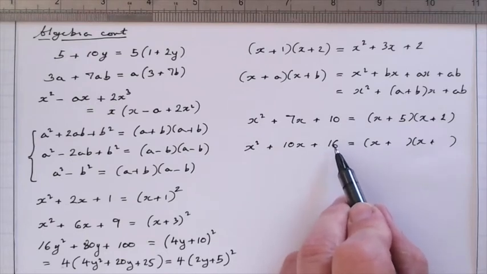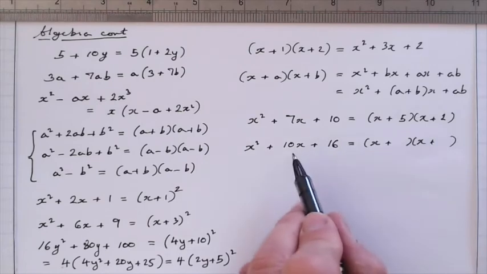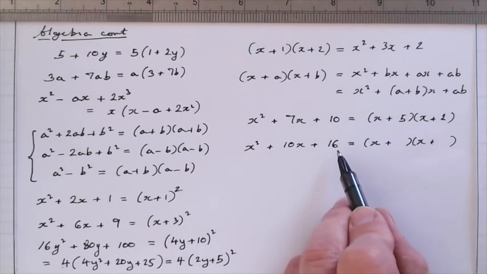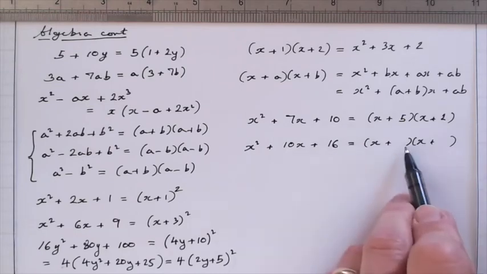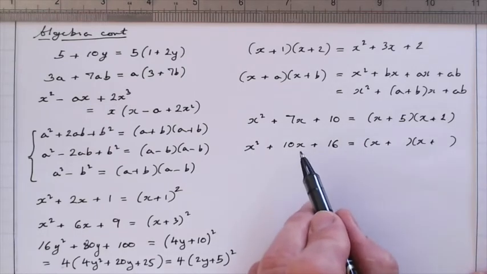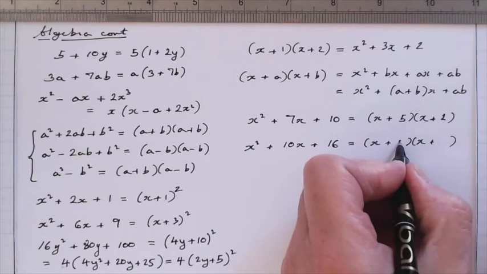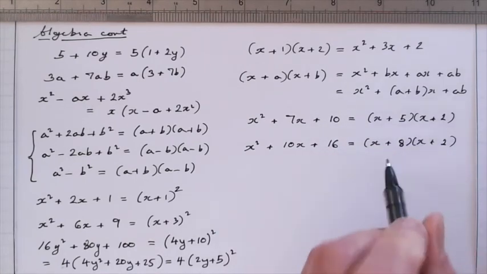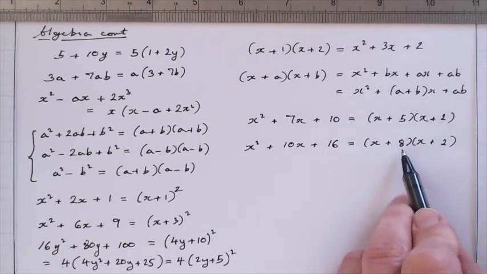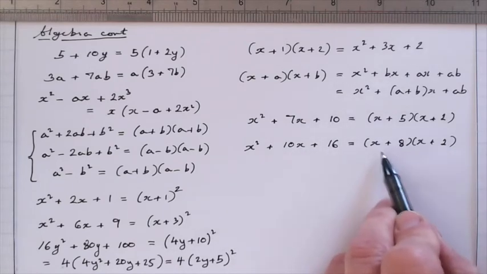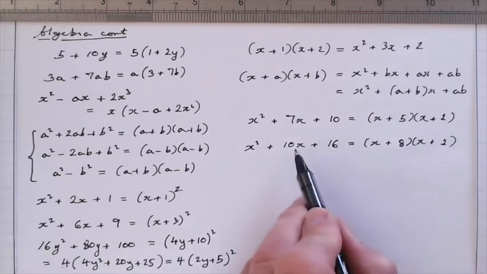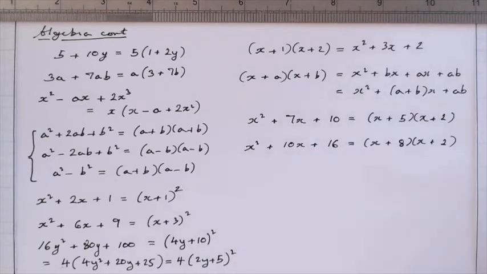If this was 4 and 4, yes, the product would give 16, but the sum would give 8x, not 10x. If we had 16 and 1, the product would give 16, but the sum would give 17x. That's no good. If we have 8 and 2, it's just the ticket. The product is 16, and the sum of 8 and 2 is 10. X squared plus 2x plus 8x gives 10x plus 16.